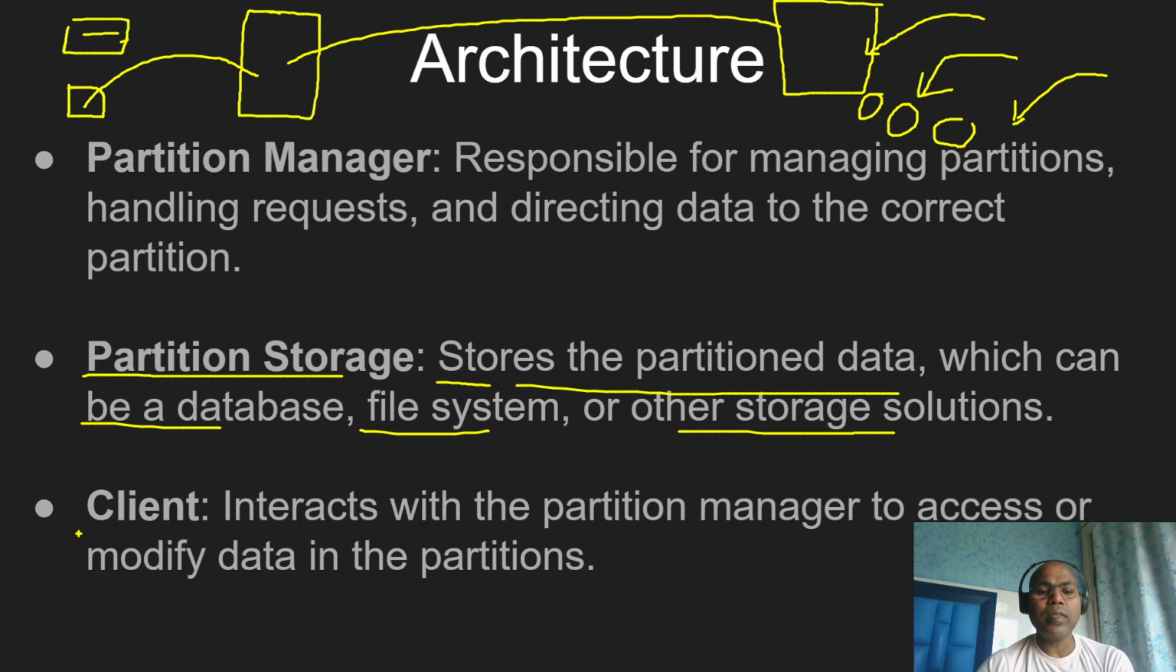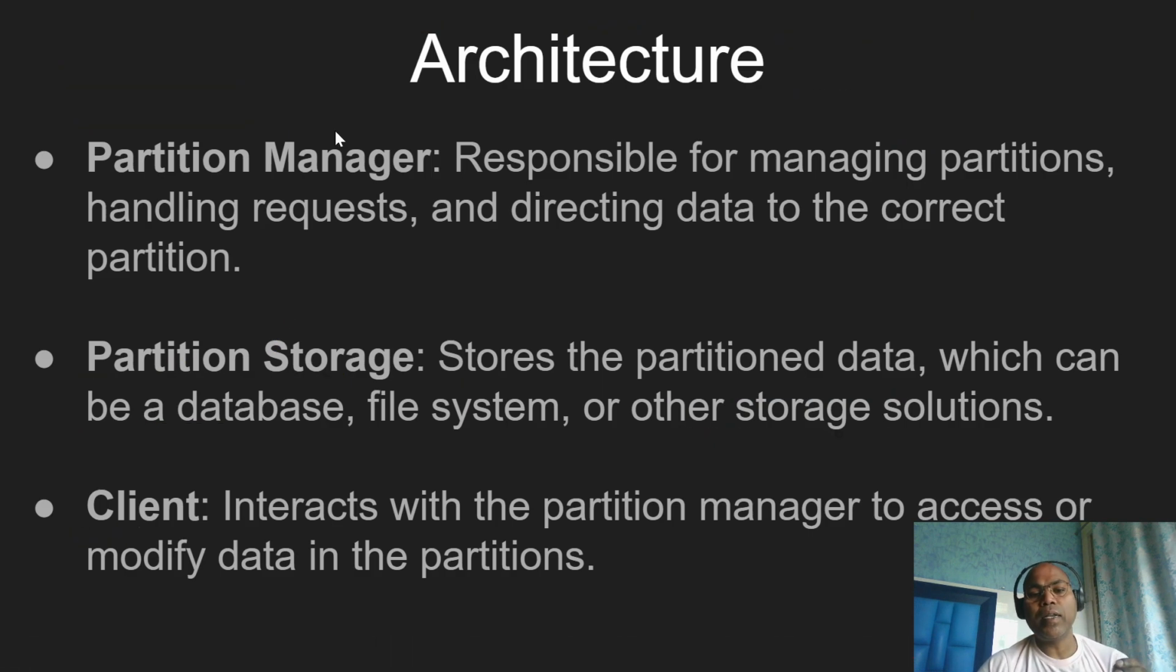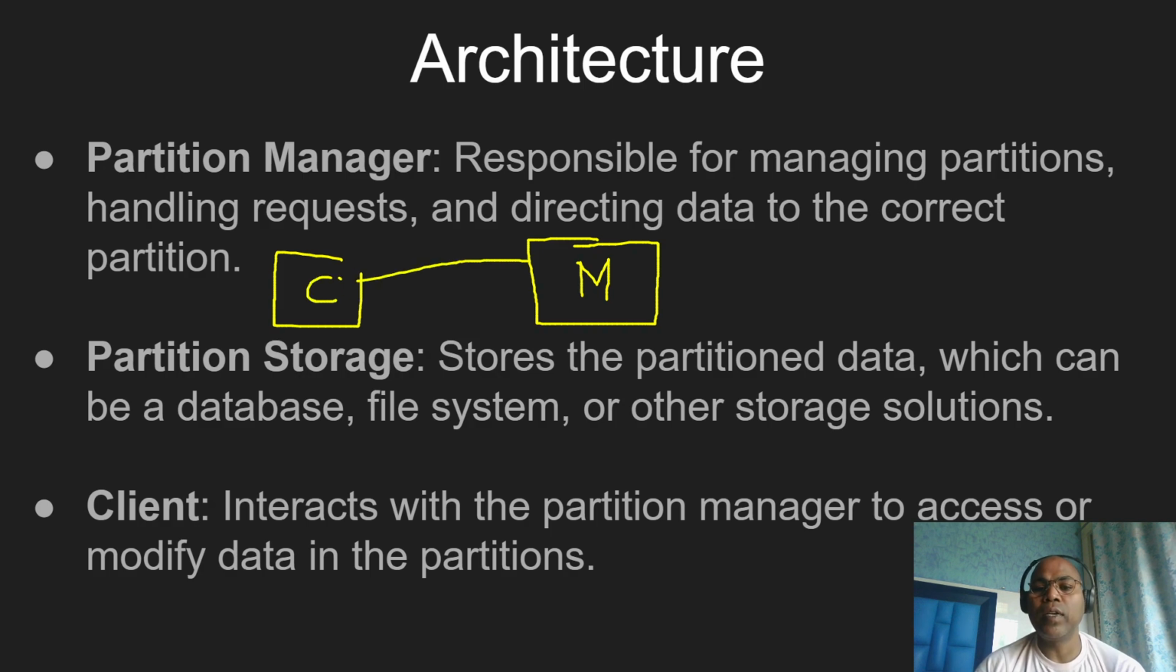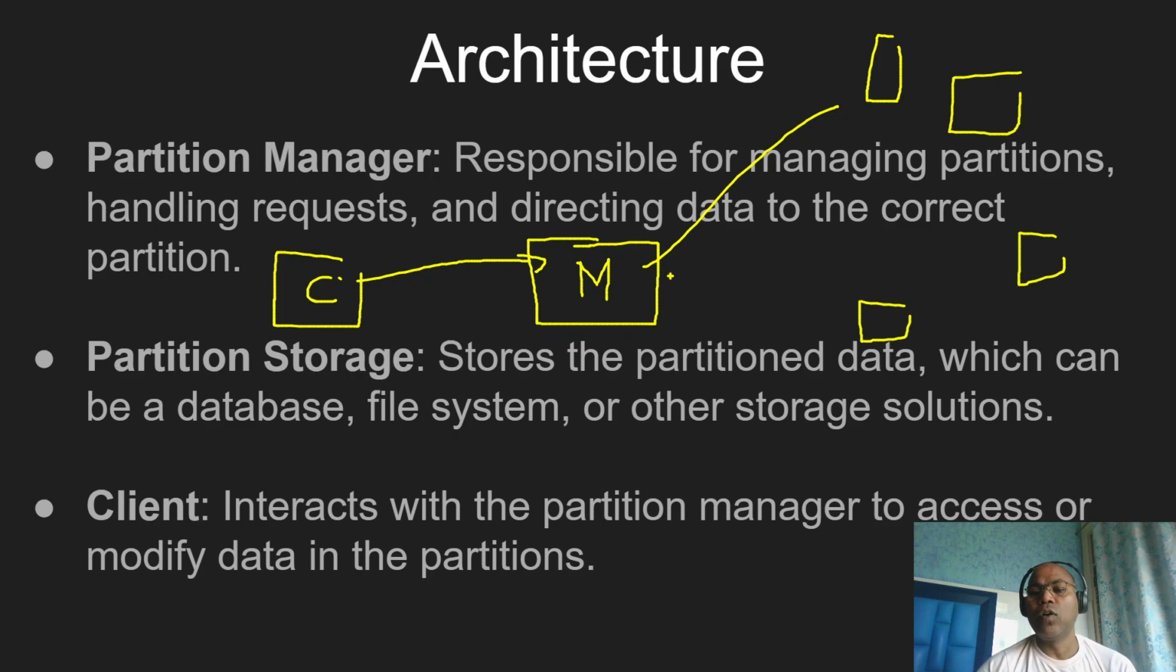And the second is your client. So generally the partition architecture looks like this: this is my partition manager, and this is the client which generates data, and the partition manager sends it to partition 1, partition 2, partition 3, and partition 4. So whatever the respective data is, the partition manager communicates. So this is a very high-level architecture.